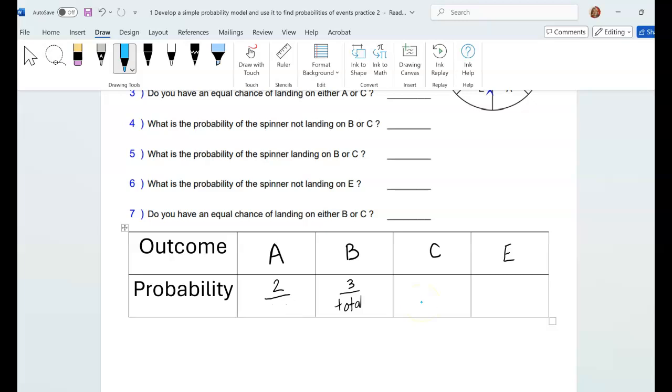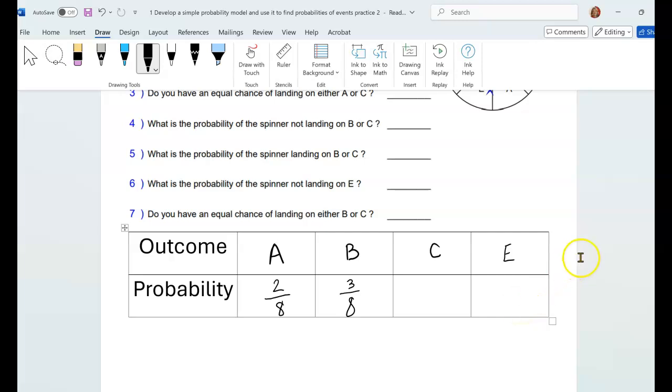Let's go ahead and put in the total. We figured that out. All right, so I'm going to leave the probability of C and the probability of E for you to figure out.